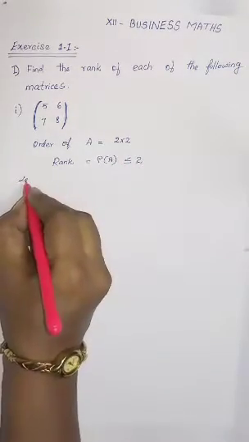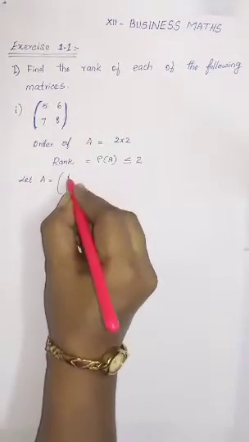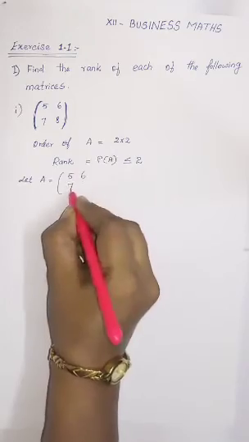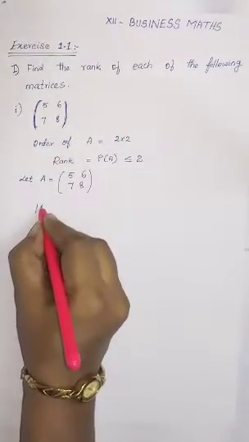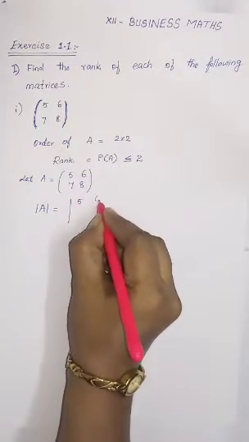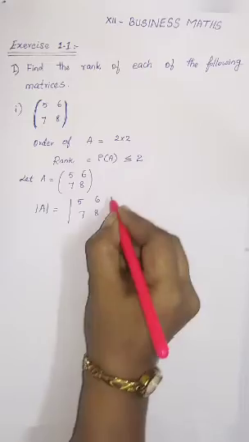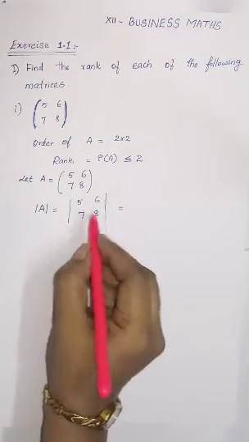Now let A is equal to, we'll just write the given matrix. It is 5, 6, 7, 8. Now we'll have to find the determinant of A. So determinant of A is equal to determinant of 5, 6, 7, 8. So you all know how to find the determinant, if you have studied in your 11th standard itself.